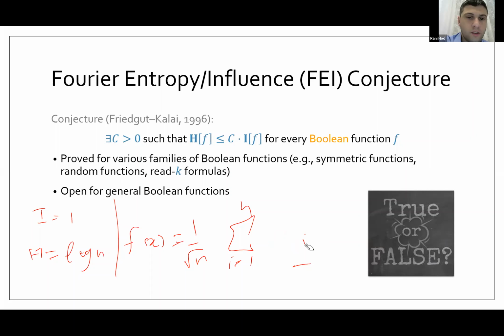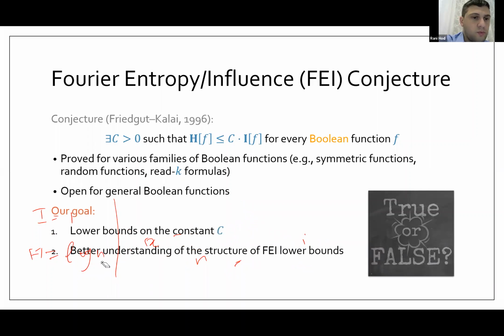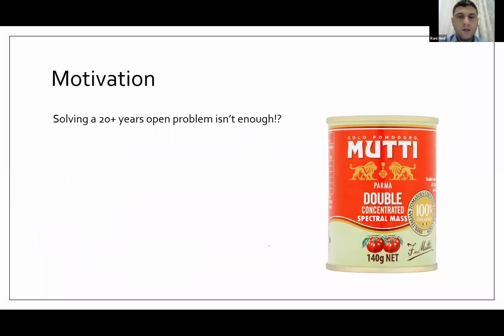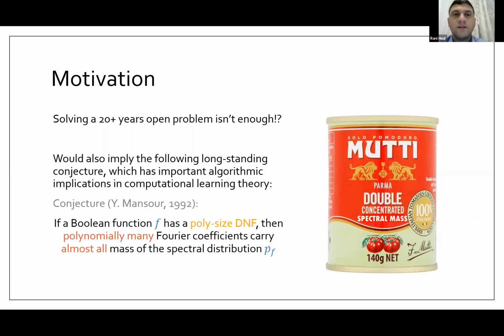All right, so what we are going to do, as I said, is lower bounds on the constant, and this is done to better understand what lower bounds should look like, so we can prove the conjecture eventually. Solving a very old open problem is important by itself. It also has some consequences.